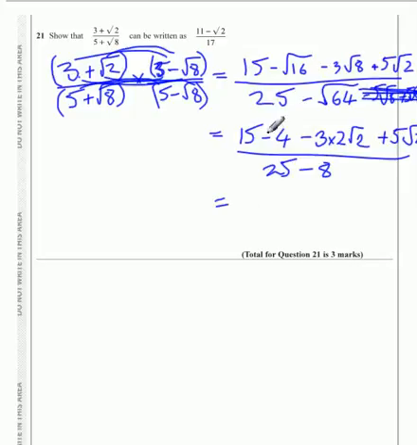Simplifying this down now. So 15 take away 4 is 11. We've got minus 6 root 2 here, plus root 2 is going to go to minus root 2. So that's what we wanted up there. 25 minus 8 is 17 as required.